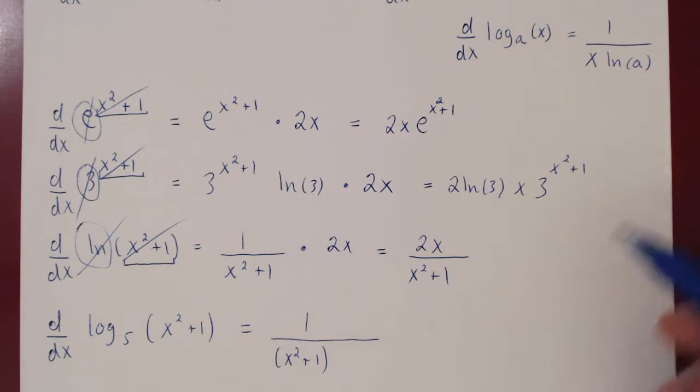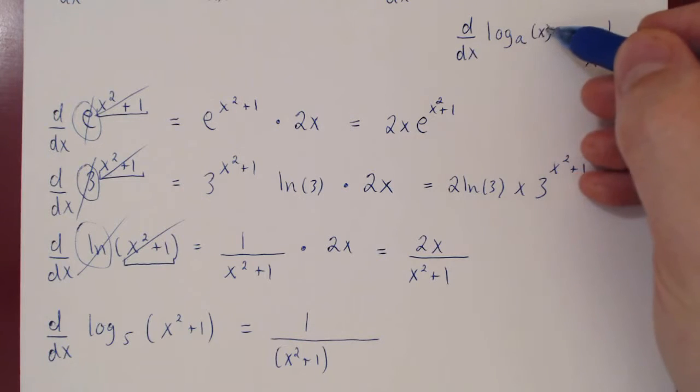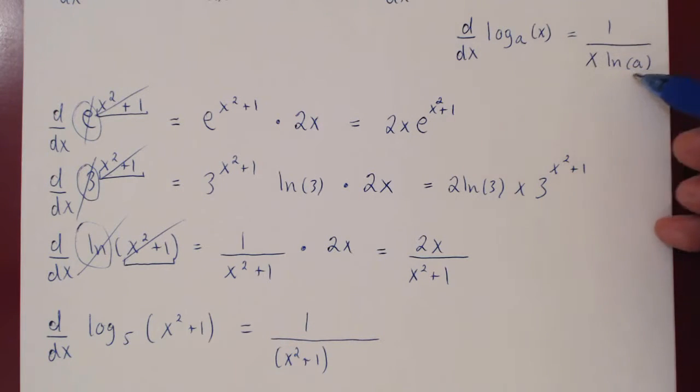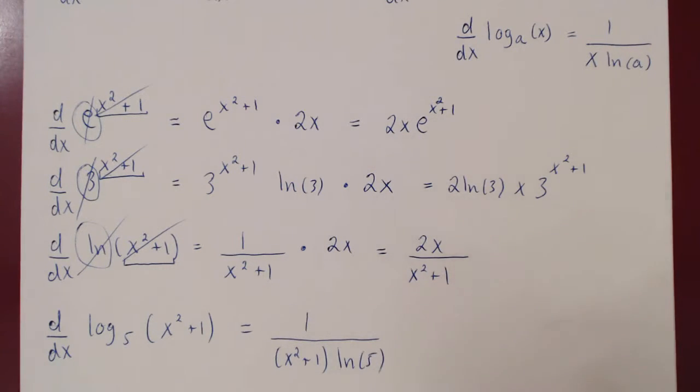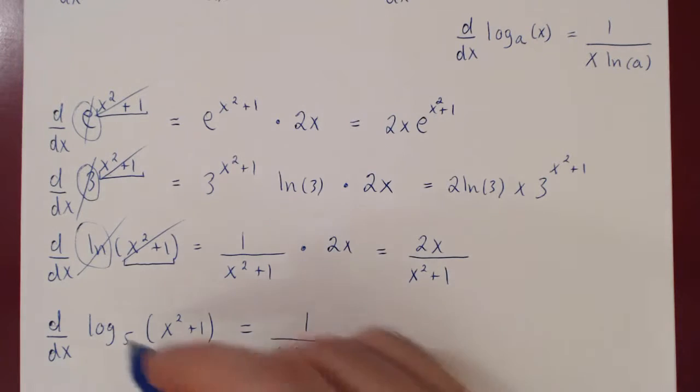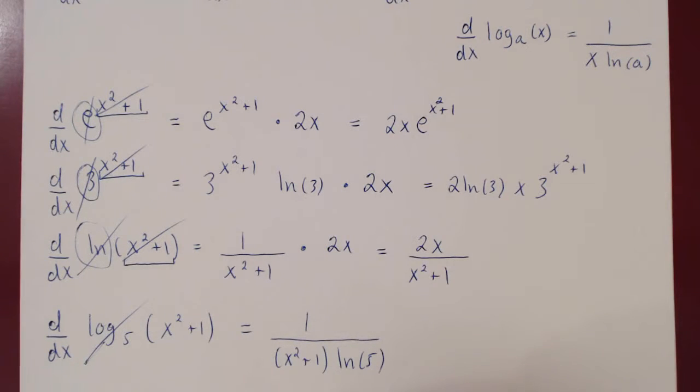But don't forget that it's 1 over the argument times the ln of the base. The base here is 5, so it's x squared plus 1 times the ln of 5. And this takes care of the derivative of the logarithmic function base 5.